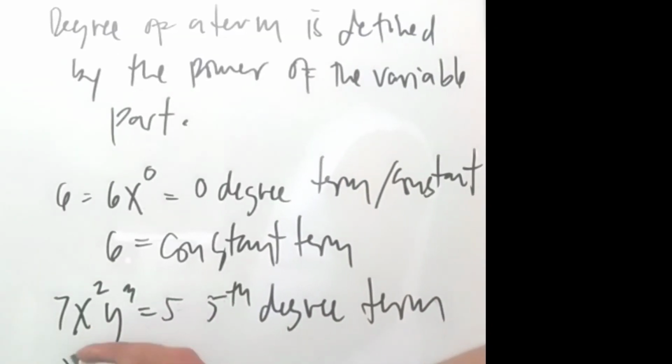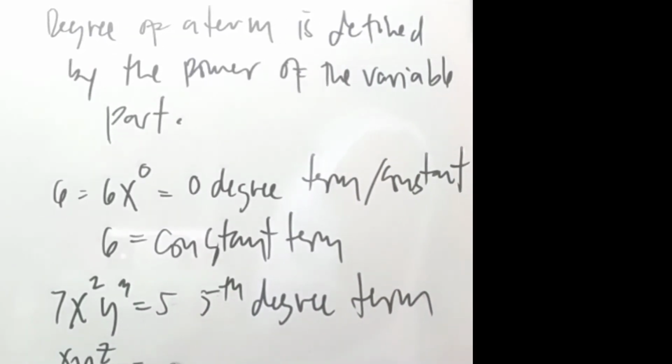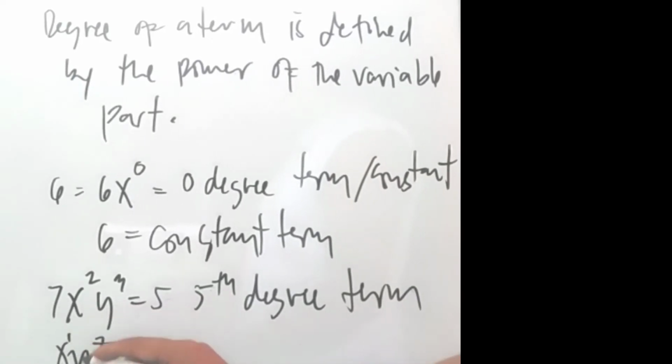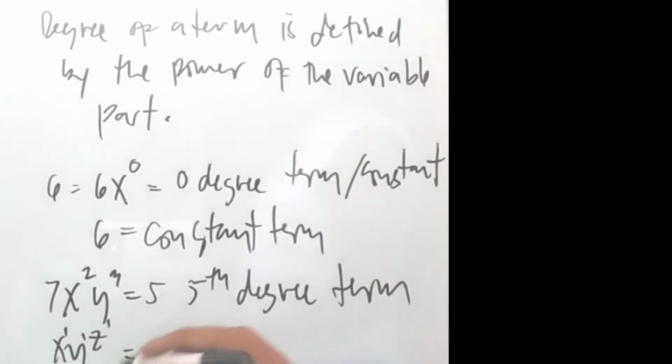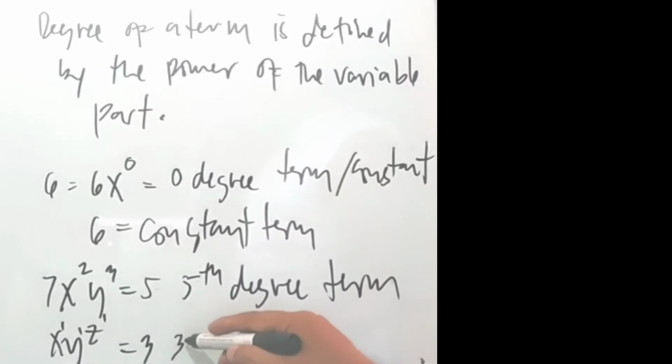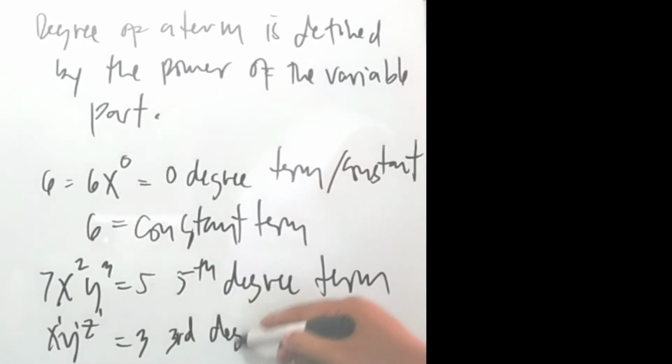Or another, what is the degree of this term? Since you have the exponent 1, 1, 1, 1 plus 1 plus 1 equals 3. So, this is a third degree term.